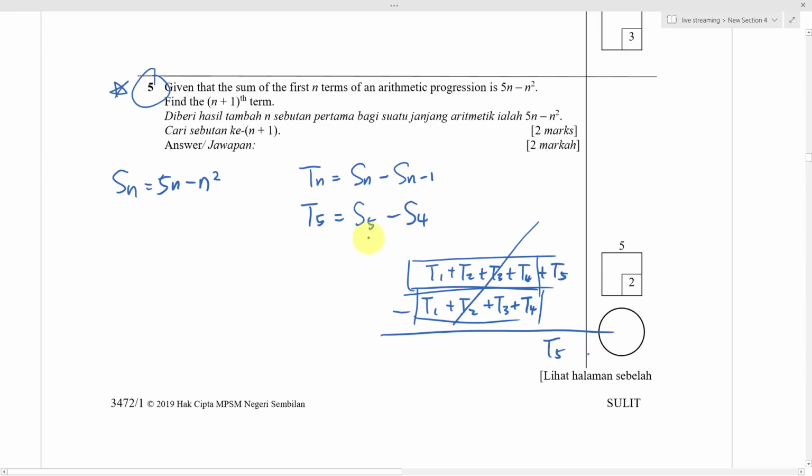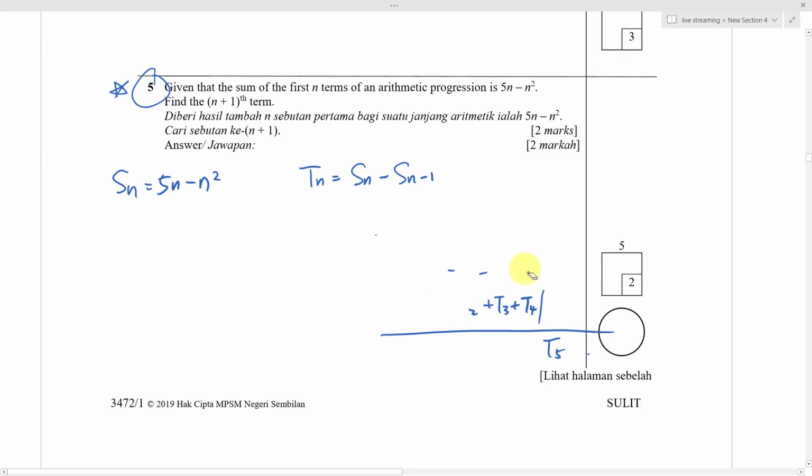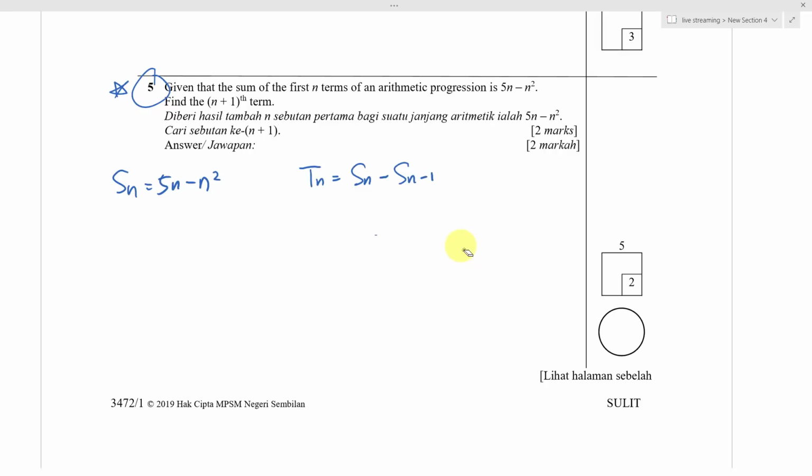In order to get T5, I will do S5 minus S4. So in n terms, we call S4 as S n minus 1, which is 5 minus 1. So first, you must understand this equation: Tn equals Sn minus Sn minus 1. But over here, they don't ask you to find Tn. They ask you to find Tn plus 1, the n plus 1 term. So in order to find Tn plus 1, I need to add 1 for every single one: Sn plus 1 minus Sn.